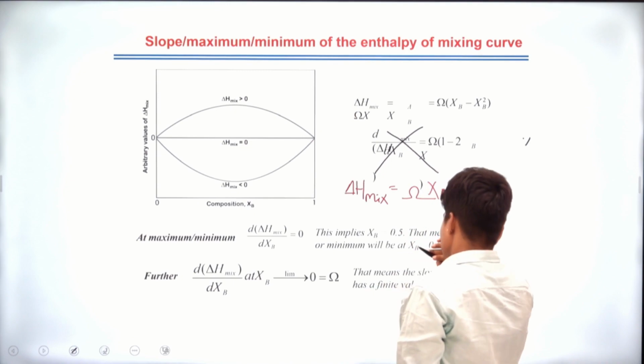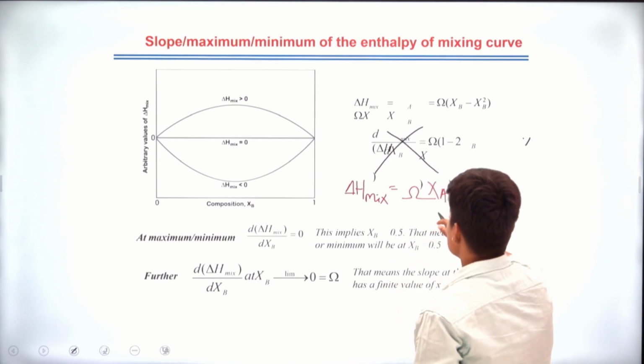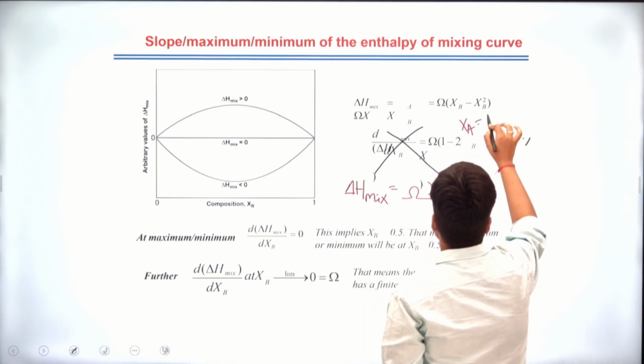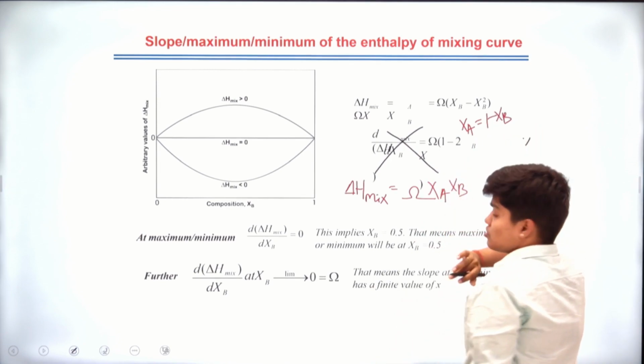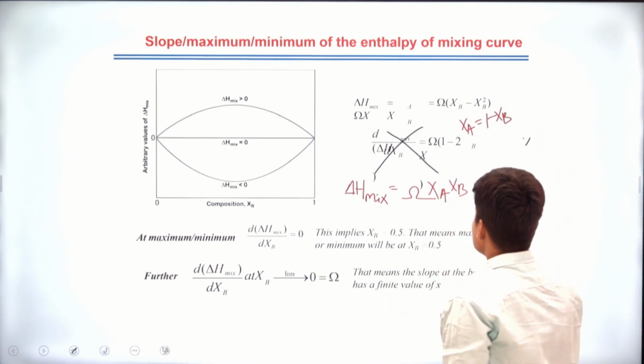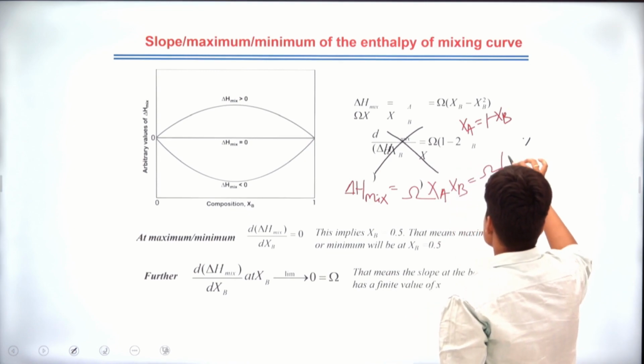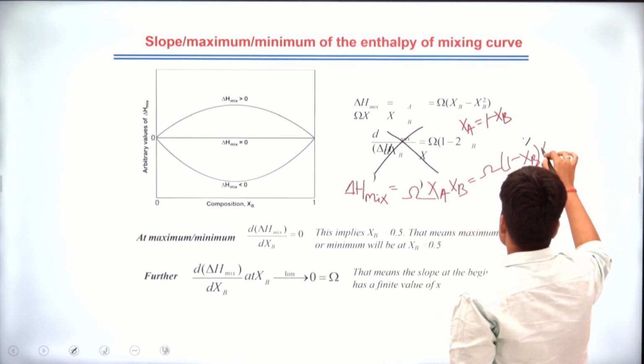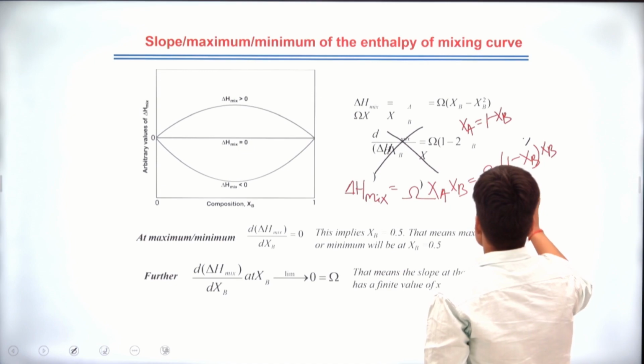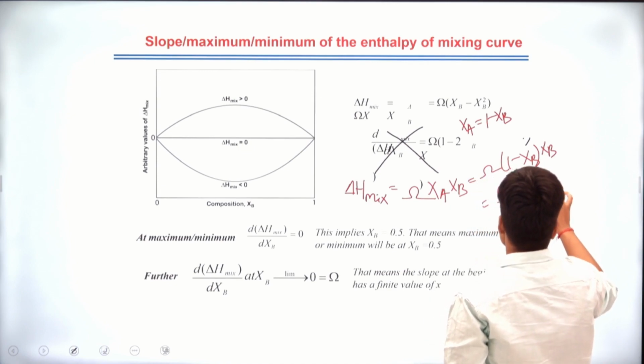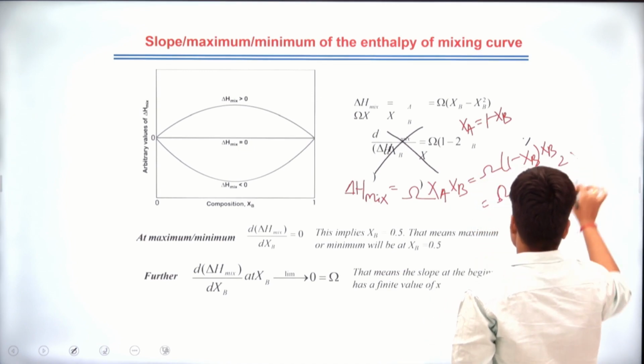XA we can write as 1 minus XB, because the summation of the two mole fractions will be 1. So we can write XA, that is 1 minus XB, into XB. So this equation will be XB minus XB square.